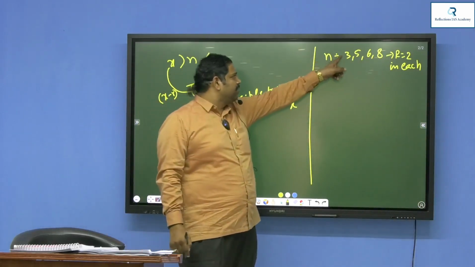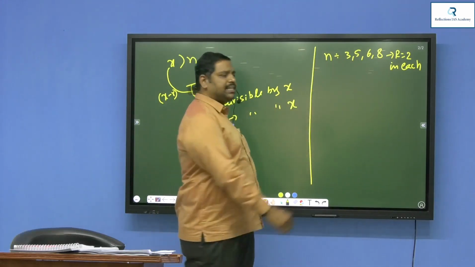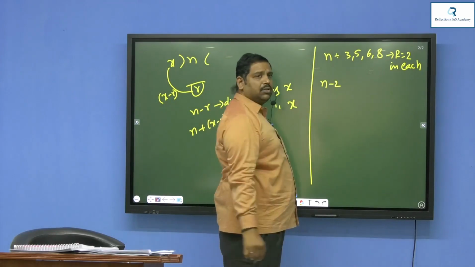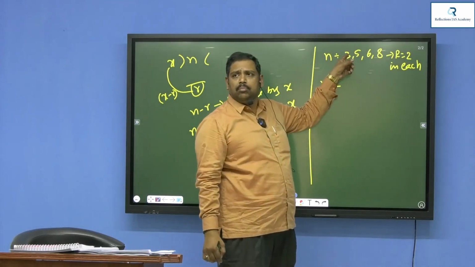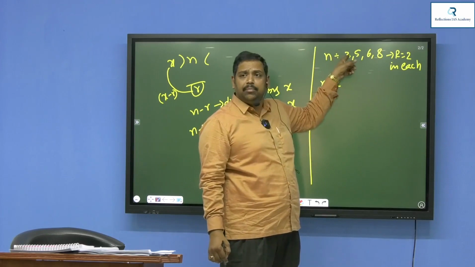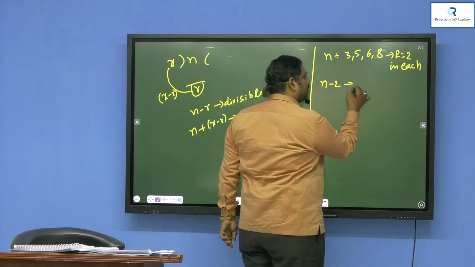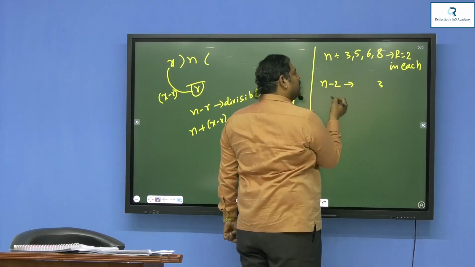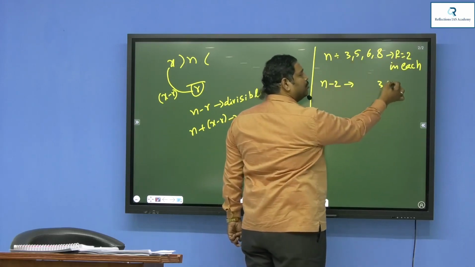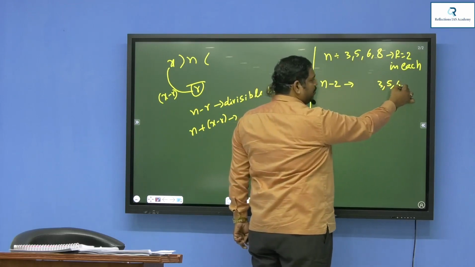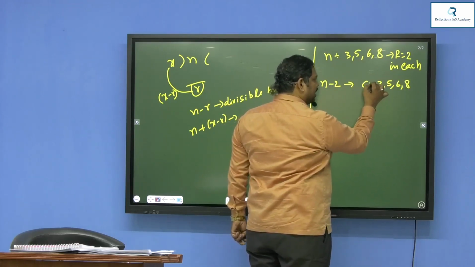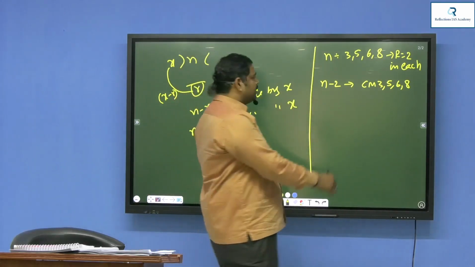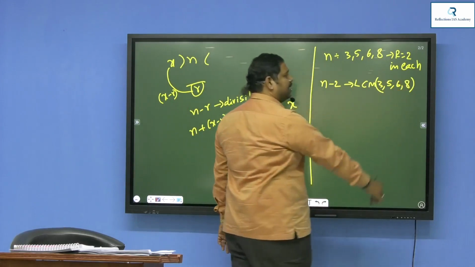So when you divide n with 3, the remainder is 2. Can I say that from the number you have to subtract the remainder so that it is divisible by 3? Which means n minus 2 is a multiple of 3. When you divide n with 5, the remainder is 2, so n minus 2 is a multiple of 5 also. N minus 2 is a multiple of 6, n minus 2 is a multiple of 8. That means n minus 2 is a common multiple of all these numbers, and he asked about the least value. So the answer is n minus 2 is nothing but the LCM of 3, 5, 6, 8.